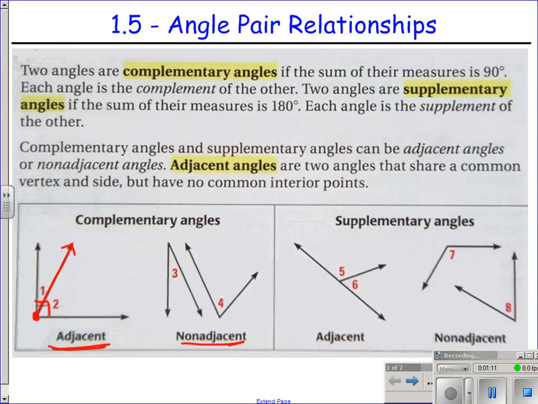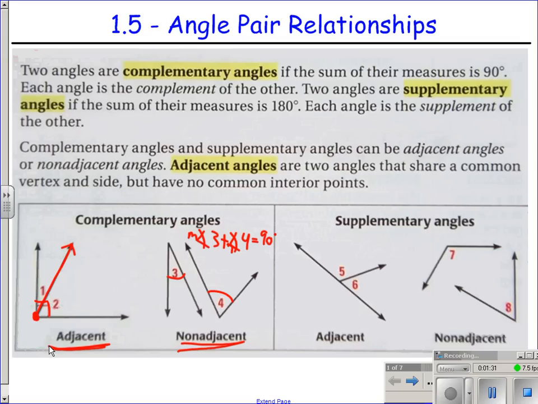Over here, non-adjacent, nothing about these angles is in common. But whatever angle 3 is, you add it to angle 4. Angle 3 plus angle 4, and I should be putting little measurement marks here, equals 90 degrees. They're complementary angles. They're just not adjacent to each other.